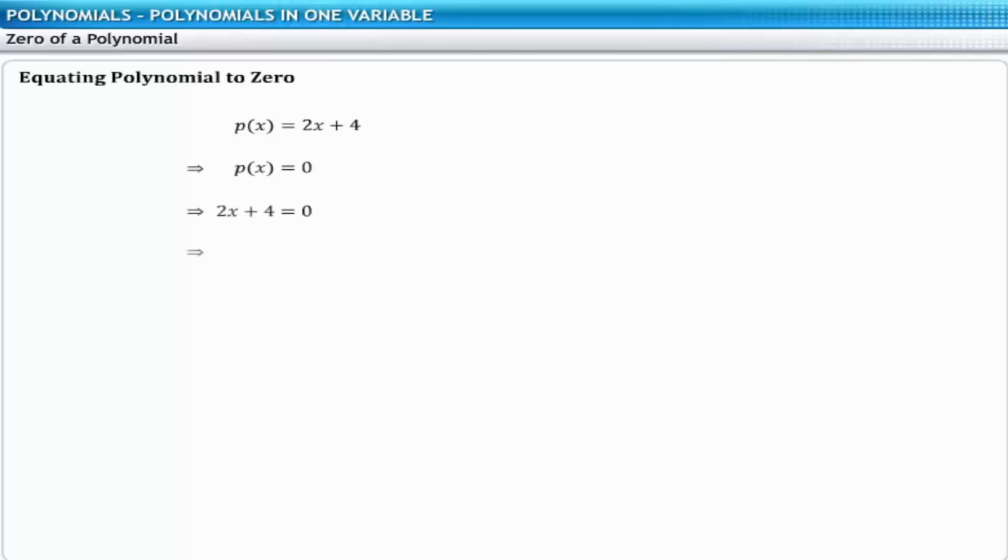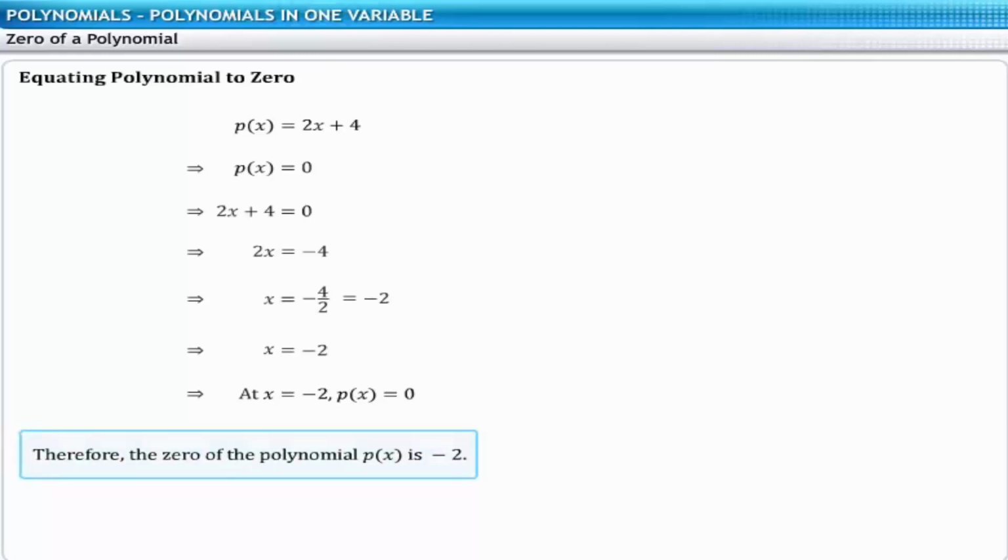On solving, you get x is equal to minus 2. This indicates that the value of P of x is equal to 0 if x is equal to minus 2. Therefore, minus 2 is the zero of polynomial P of x. Thus, you can obtain the zero of a polynomial by equating it to 0.